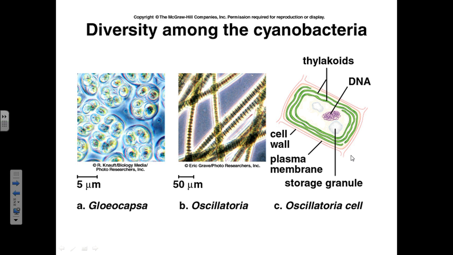Here's some cyanobacteria. And remember, these are the bacteria that can do what? Photosynthesis. Most can't. This is the kind of bacteria that can do photosynthesis. Some scientists think these are very much like probably the first living things on Earth.